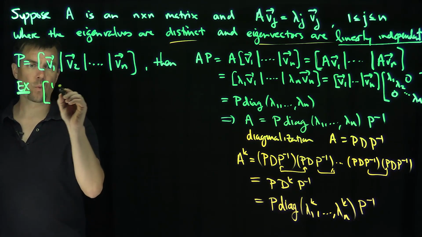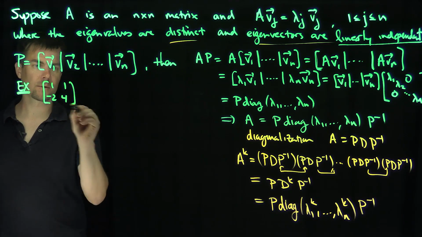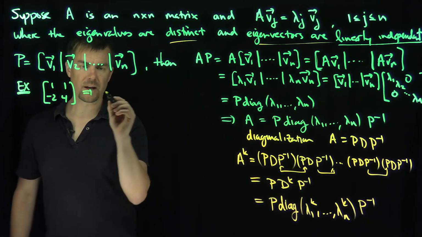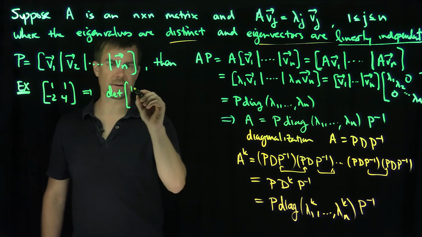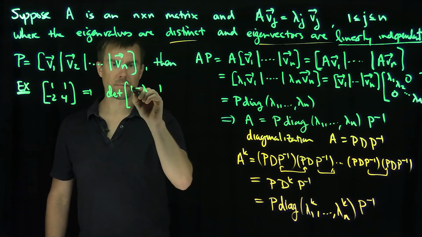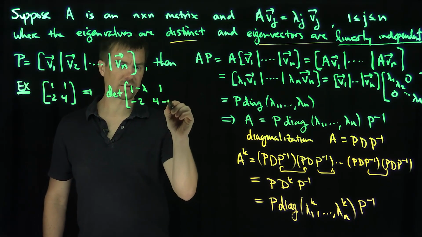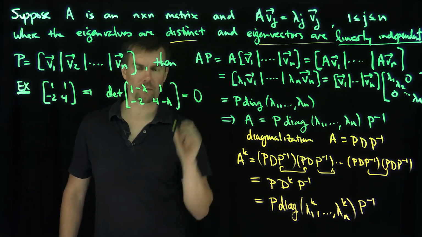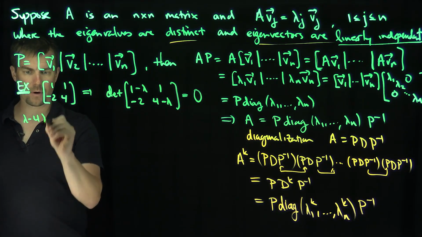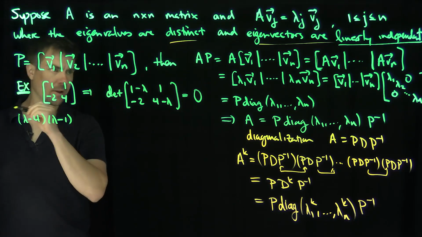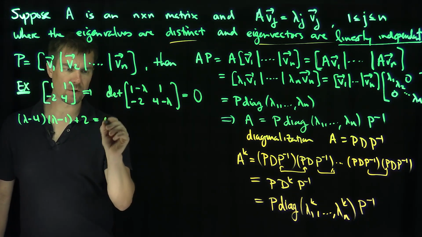And my matrix A is [1, 1; -2, 4], right? Then this implies the eigenvalue equation is the determinant of [1 minus lambda, 1; -2, 4 minus lambda], set equal to 0. And so when we solve this, we have (1 minus lambda)(4 minus lambda) plus 2 equal to 0.